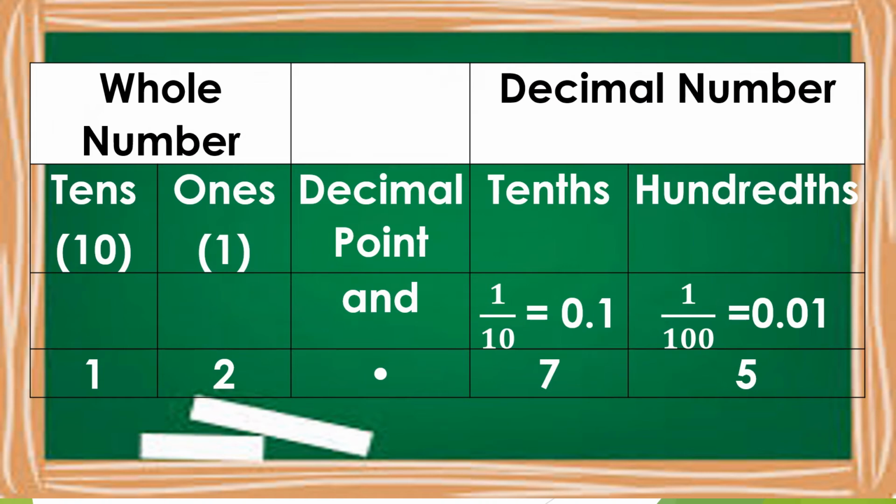How are we going to find the value of 7? Multiply 7 by 1/10 to get the value of 7 tenths. Therefore, the value of 7 is 7 tenths. 5 is in the hundredths place, so multiply 5 by 1/100 to get the value of 5 hundredths.